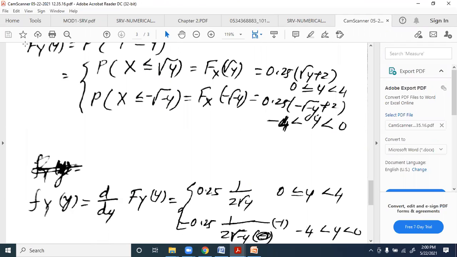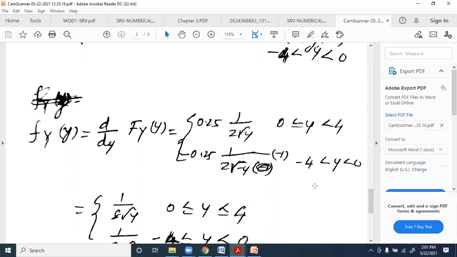So having got this for the CDF over here, the PDF can be found by just differentiating the CDF. So if you differentiate this with respect to y, you will get 0.25. The differential of root of y is 1 by 2 root y. The differential of 2 is 0, and therefore we will get the value as 0.25 into 1 by 2 root y. This is nothing but 1 by 8 root y between 0 to 4.